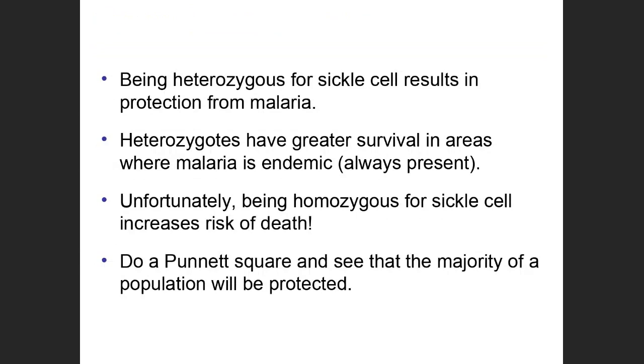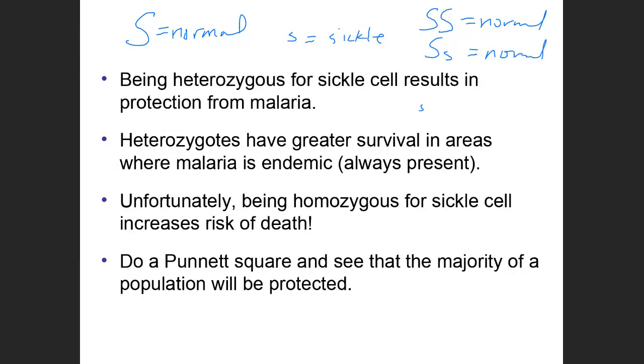So let's use big S for the normal hemoglobin, and little s for the sickle. Whenever you do a genetics problem, always write out everything you know. We know that if you're homozygous dominant, you're normal. If you're heterozygous, you're normal but a carrier. And if you're homozygous recessive, you have sickle cell disease. So that's what we know.